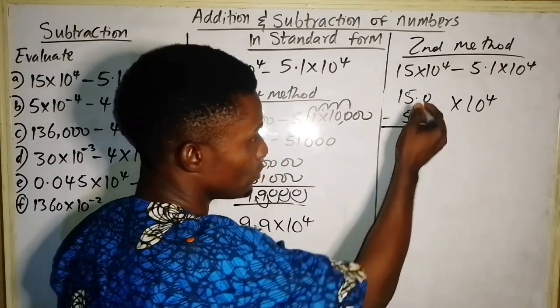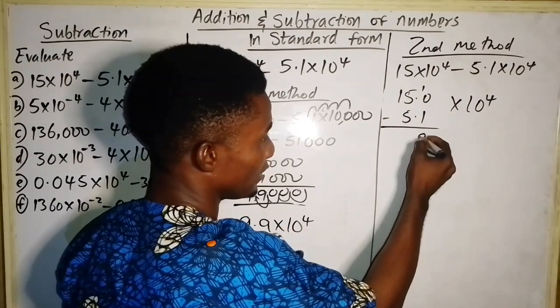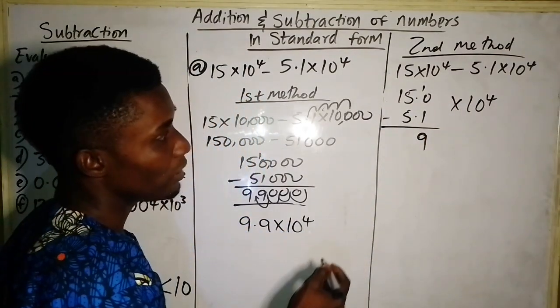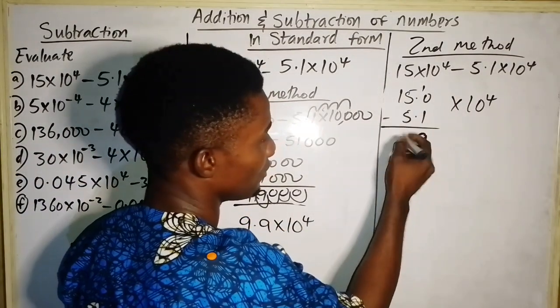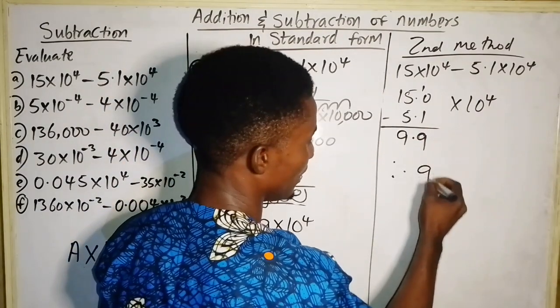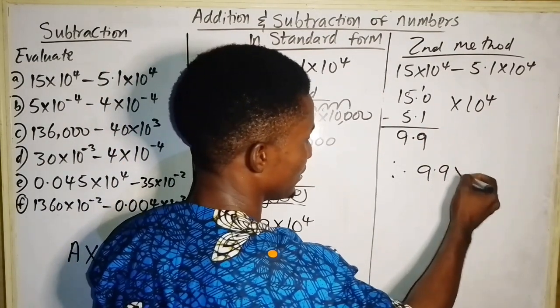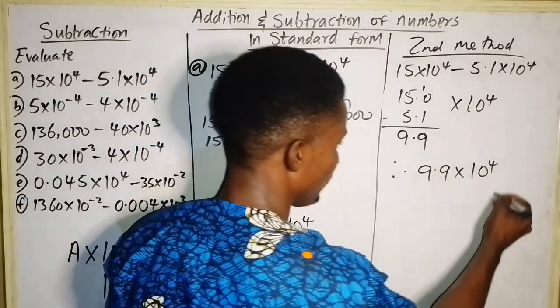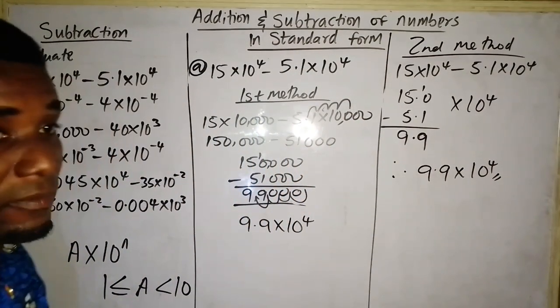0 minus 1 is not possible. You can borrow from this place. This is 9. So we have 14 left. 14 minus 5 will give us 9. So therefore we have 9.9 times 10 raised to power 4, which is still the same as the answer we have here.